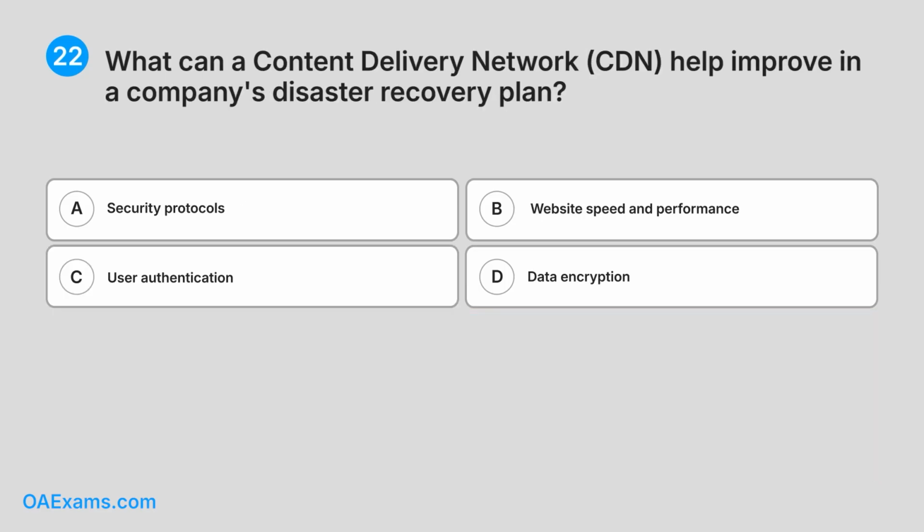22. What can a content delivery network help improve in a company's disaster recovery plan? A. Security protocols. B. Website speed and performance. C. User authentication. D. Data encryption. Can you guess the answer?